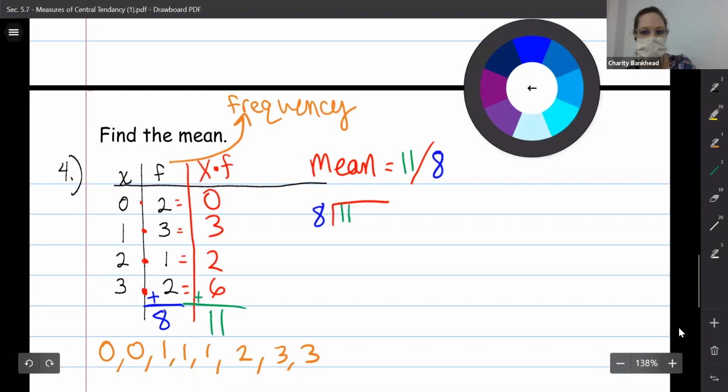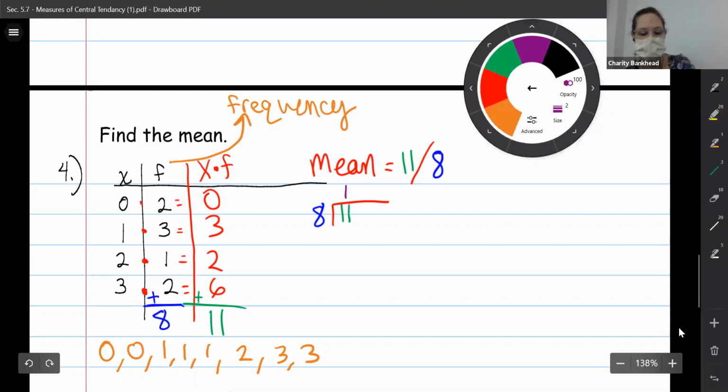So 8 could go into 11 one time. 1 times 8 is 8. 11 minus 8 is 3. So put 0.0 here so you can bring down the 0.